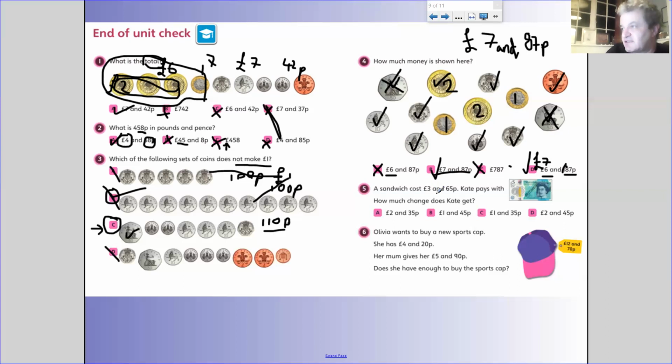Okay, let's have a look at question 5. A sandwich costs £3 and 65p. Kate pays with a what? What note is this? Everyone see that little figure there? £5 note. So Kate's paying with a £5 note. How much change does Kate get?